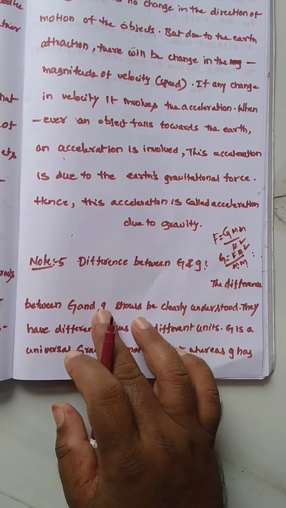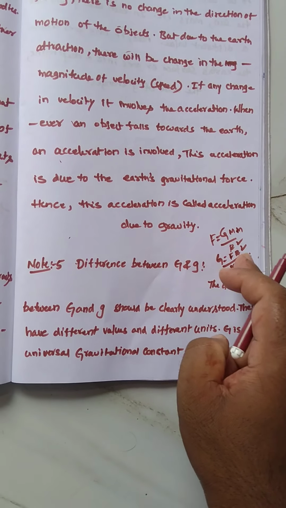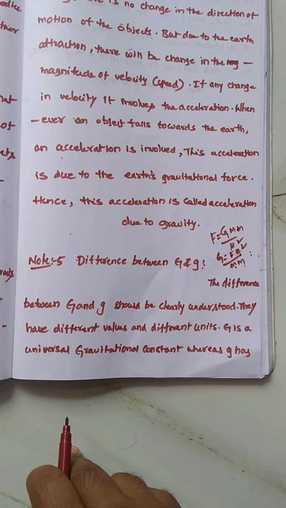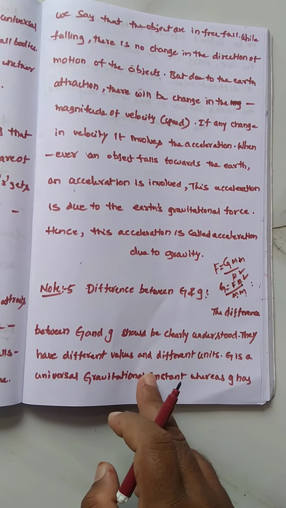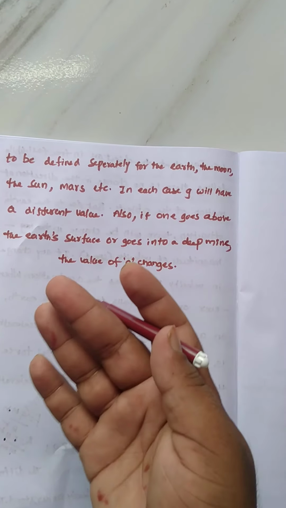So the difference between G and g should be clearly understood. They have different values and different units. G is newton meter square kg power minus 2. This small g is meter per second square. And here capital G is a universal gravitational constant, whereas g has to be defined separately for the earth, the moon, the sun, Mars, etc.